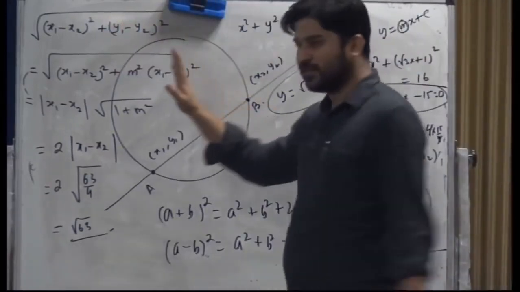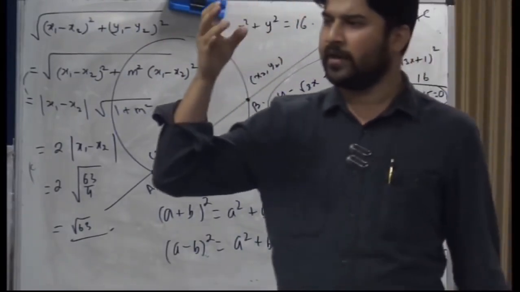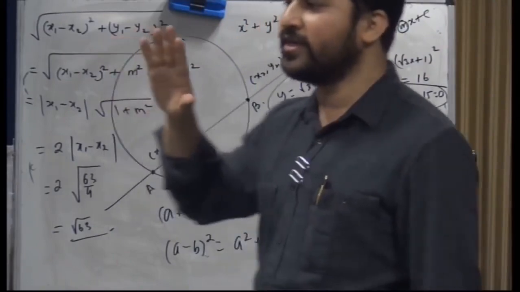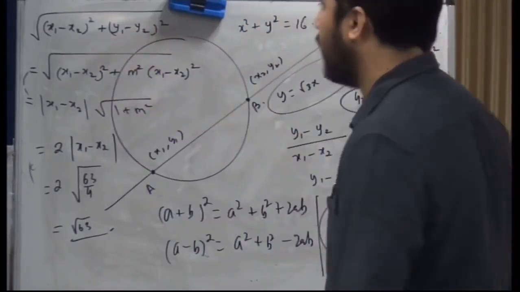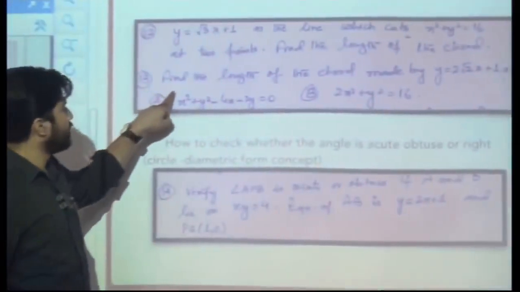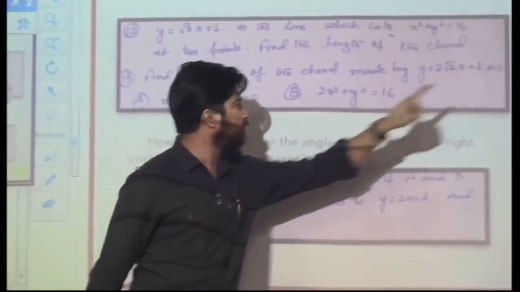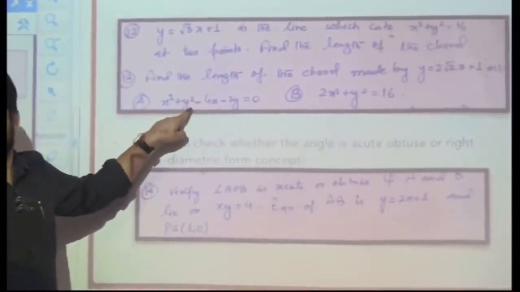अच्छा, this method works for all the curves. It is hyperbola, parabola, ellipse, whatever it is, you will be able to sort it out. जैसे next question देखो क्या है. Find the length of the chord made by on, this is a circle, right?